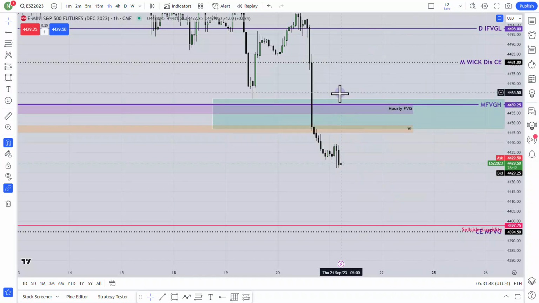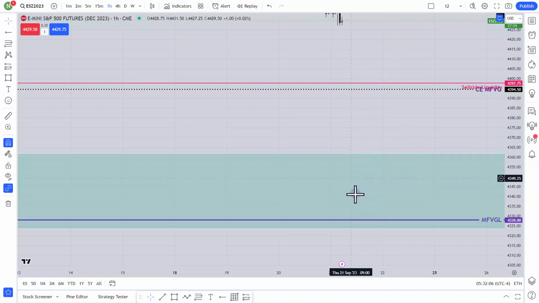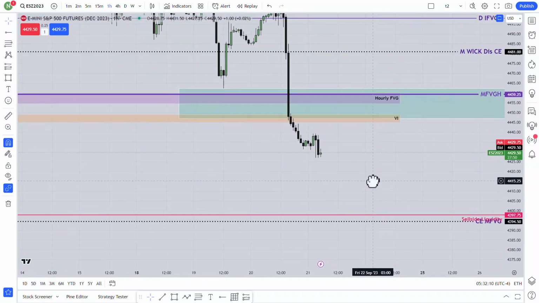I mean, we can go to the hourly chart. If you see the hourly chart, we can go to the consequent encroachment of this big fair value gap, but the body should have closed below the monthly fair value gap high. I want to see that. And my overall target is this sell side liquidity, then the daily fair value gap low. This is for the near future.